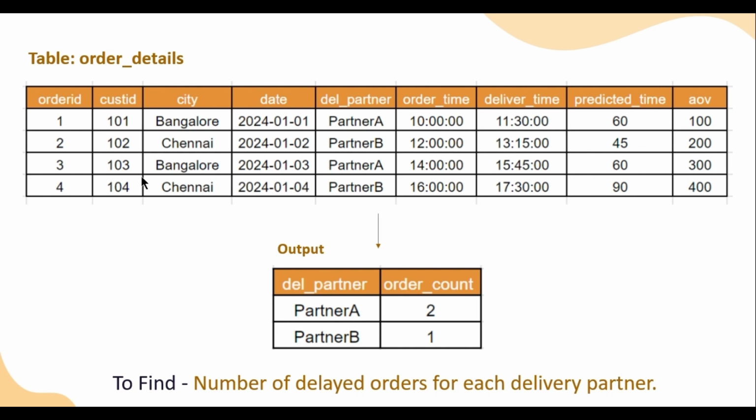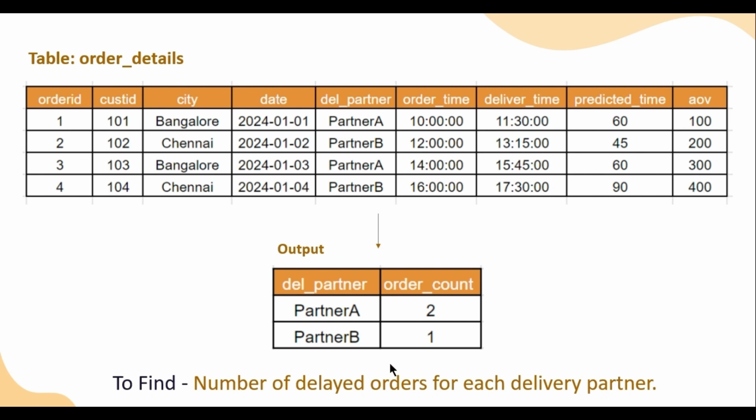And to do that we will first have to figure out the difference between the delivery time minus order time, and then in that case we will be able to find out the actual time it took to deliver the order, and then we will just compare it with the predicted time. So how will we calculate the actual time taken to deliver the order by the respective partner?